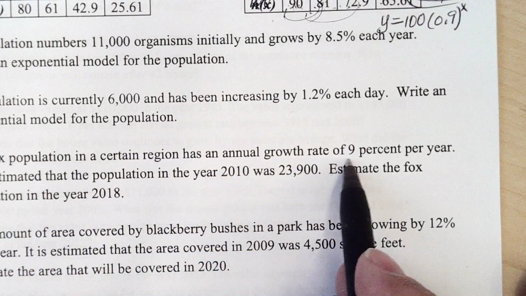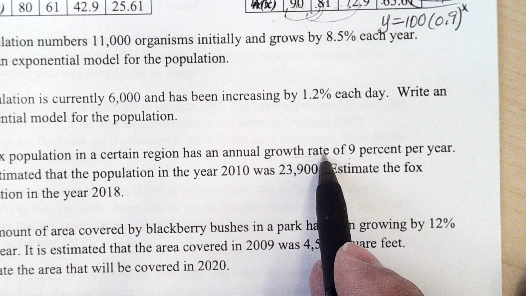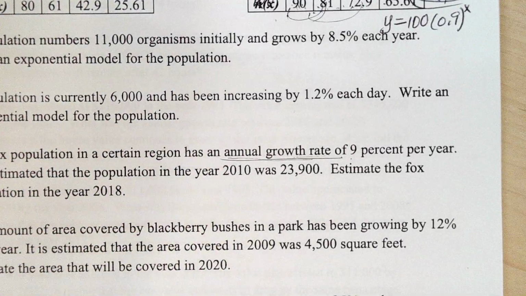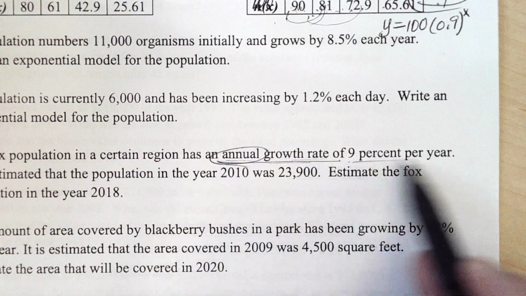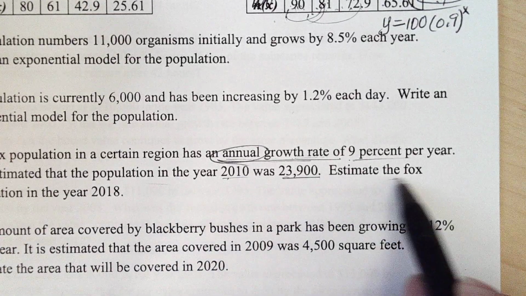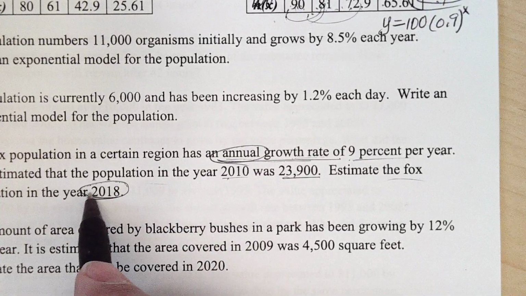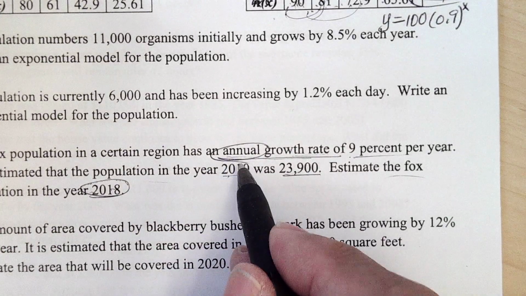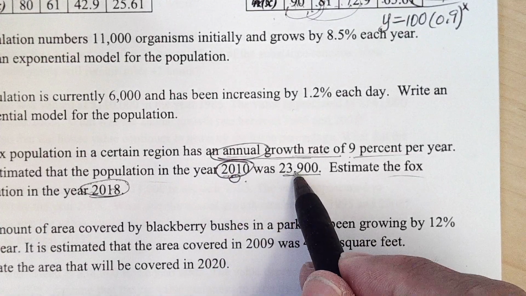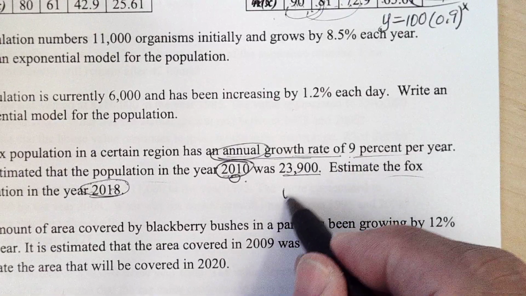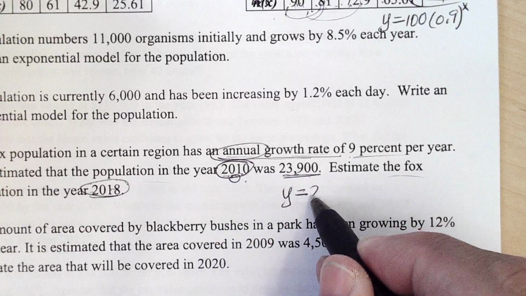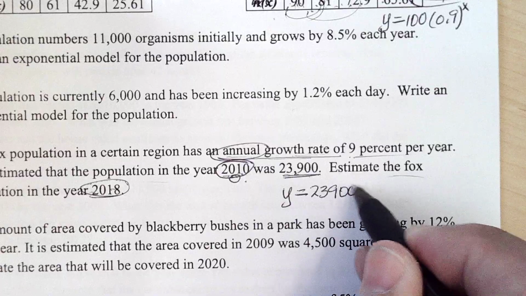So the fox population in a certain region has an annual growth rate. So this is like doing compounded interest annually, 9% per year. It estimates the population in 2010 is this, and estimate the population for 2018. Well, we can make a model, and it's convenient to call this year 0 so that we have the y-intercept. So the model would be y equals starting amount, initial y-intercept, 23,900 fox.